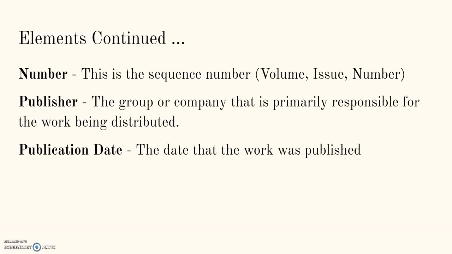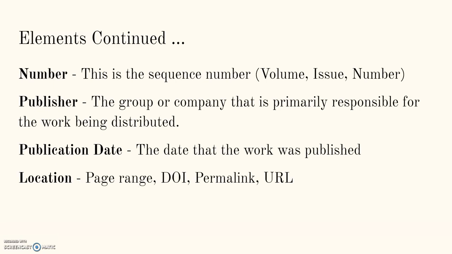The publication date is the date that the work was published. Location can hold more than one thing. So say that you have this as a physical book, that's going to be a page range. Say you have this as a book on your Kindle, but it has the original pagination included, you're still going to do a page range.